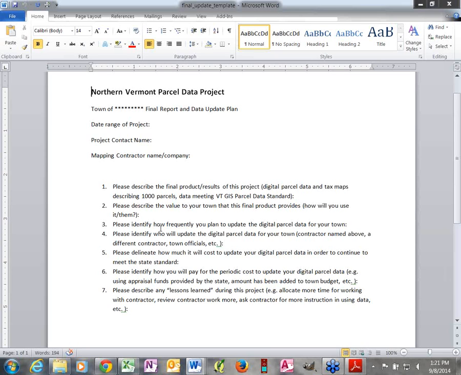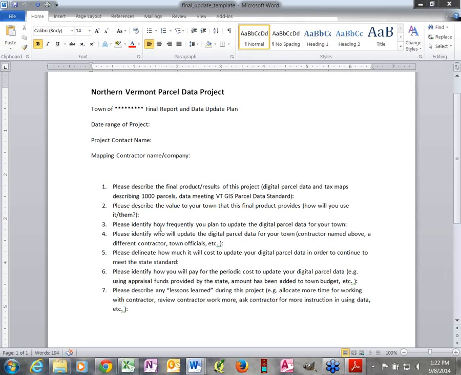So many parcels, meeting the standard. What do you believe the value to your town is going to be? What is your plan? And this is one of the things that towards the end of the project, either the RPC GIS person, or I, or both, will get together with you to come up with a plan for update.